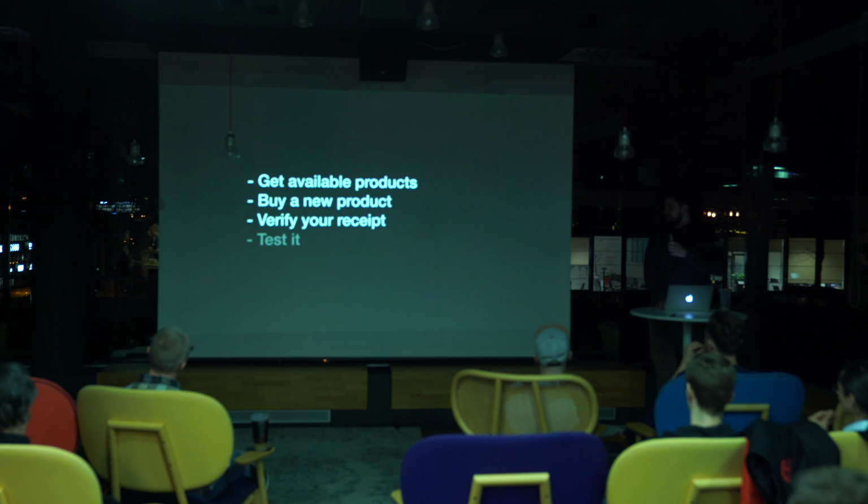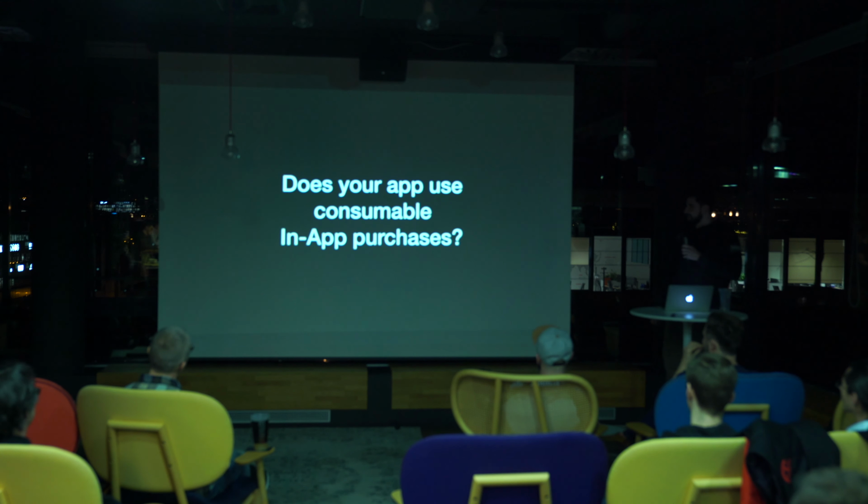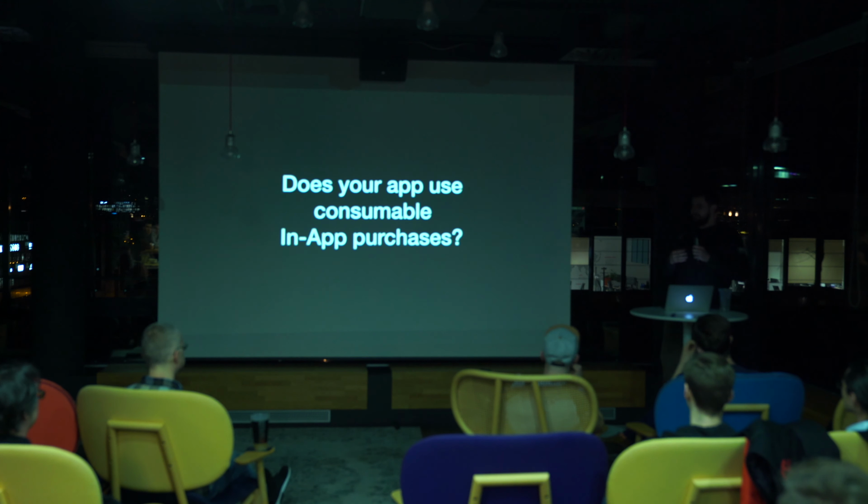The third part is very funny. It's how you verify your receipt. So first question is, does your app use consumable in-app purchases? If yes, you are again lucky, because that is the only in-app purchase type which doesn't require validating the receipt. It's usually something like buying a new life or new energy in a game. It's immediately added to your user's data.